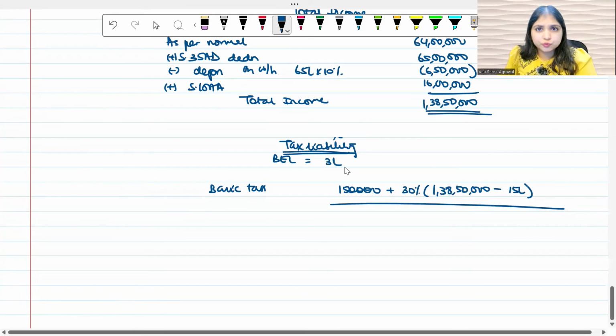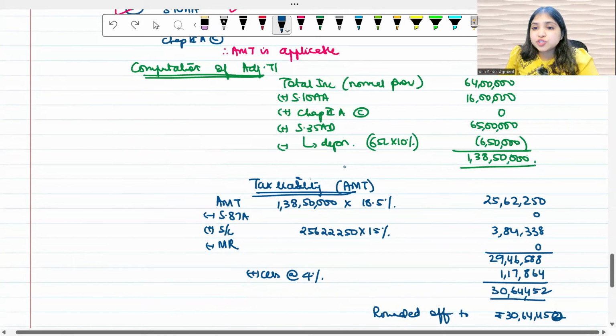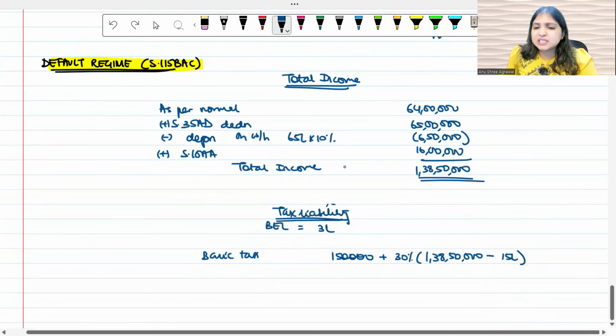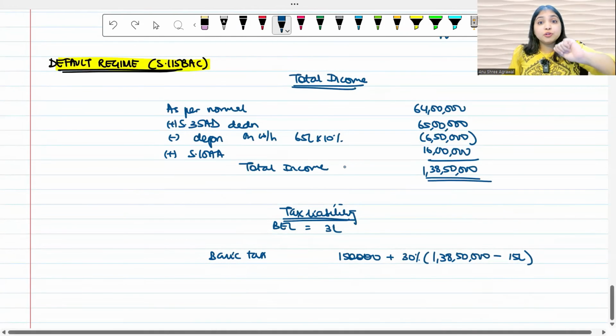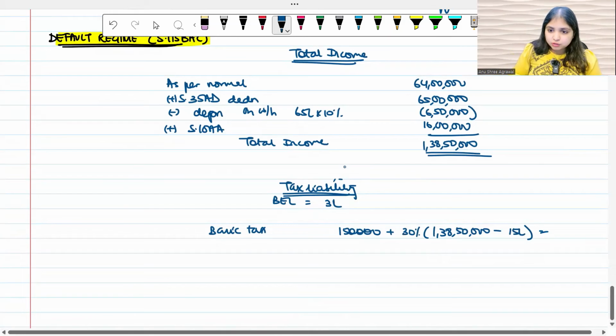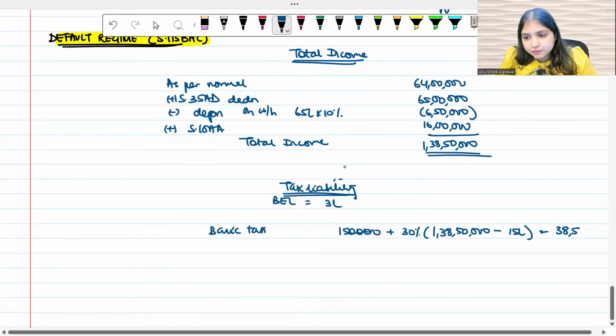I've used a shortcut over here. Just like how in normal provisions, we use the 1,12,500 number, same way in 115 BAC, we use the 1,50,000 number. I hope you remember all this. Much earlier, we've discussed all this. So the basic tax of the assessee is going to be how much? Let's do the math. 1,38,50,000 minus 15 lakh into 30% plus 1,50,000. This is going to be 38,55,000, guys. This is the basic tax.